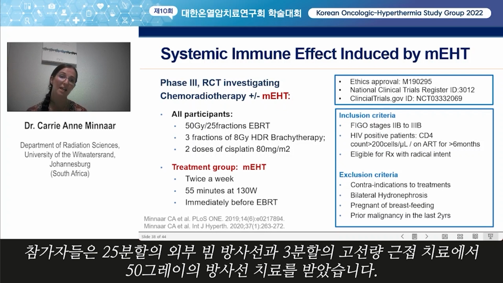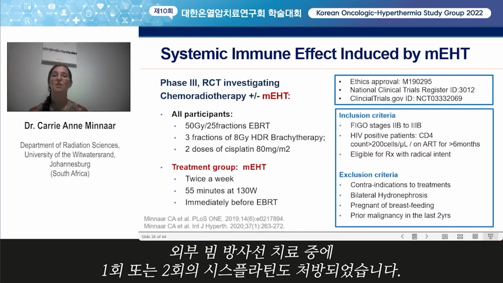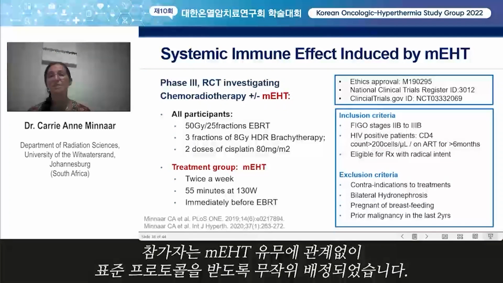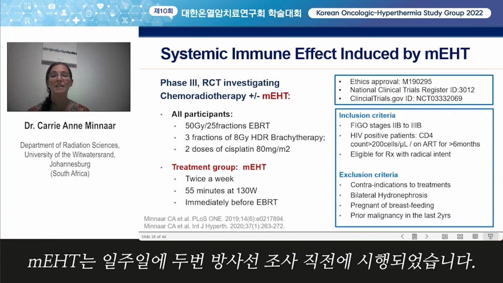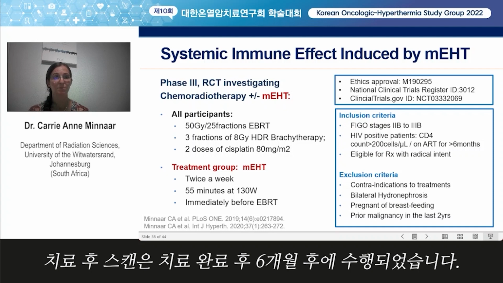Participants received 50 grays external beam radiation administered in 25 fractions, as well as 3 fractions of high-dose brachytherapy. If the patient's renal and hematological function allowed it, they were also prescribed cisplatin, either 1 or 2 doses during the external beam radiotherapy. Participants were randomized to receive the standard treatment protocols with or without MEHT, and MEHT was administered twice a week immediately before irradiation. Disease progression or disease response was evaluated by comparing pre- and post-treatment PET-CT images, and the post-treatment PET-CT scan was done 6 months after completion of treatment.